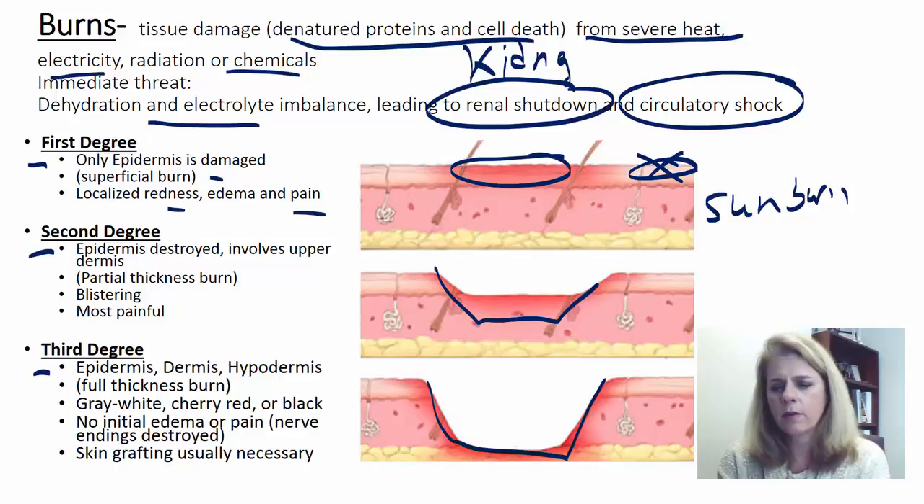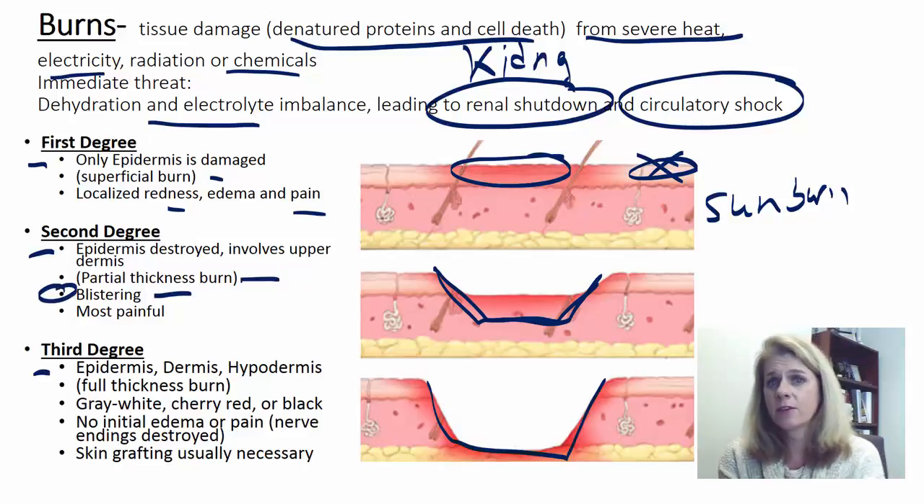With a second degree burn, you're going to have damage of the first and second layers. Epidermis and dermis are going to have damage. This is going to be called a partial thickness burn. Many times you're going to see blistering. So if you see blistering, you have a second degree burn. And this is really painful because the nerve endings in your dermis are going to be affected. So you're getting down to the nerve endings and you're causing a lot of pain.